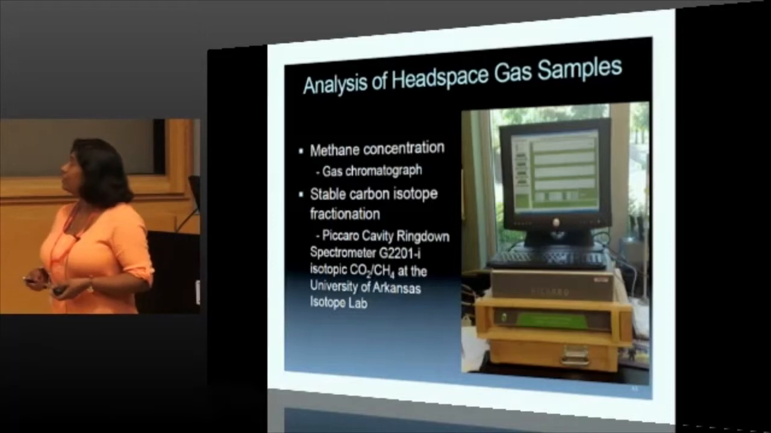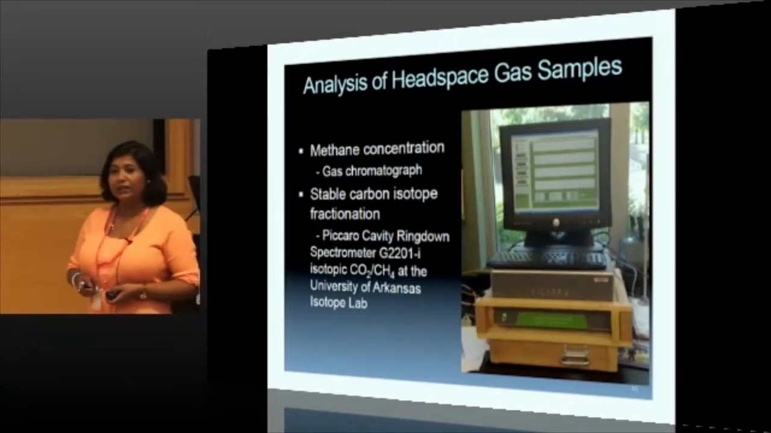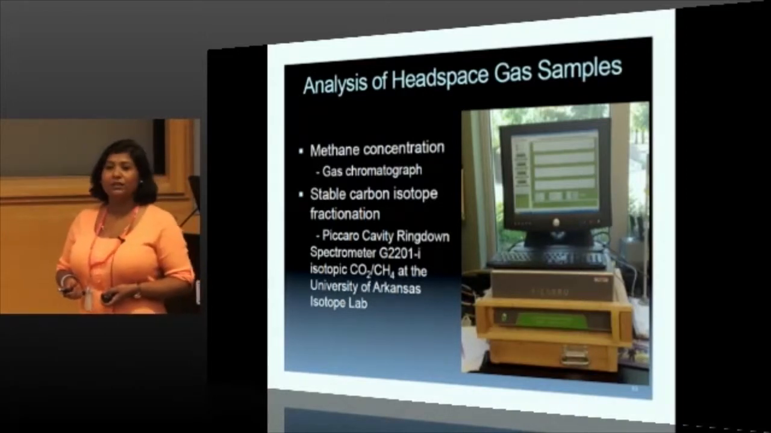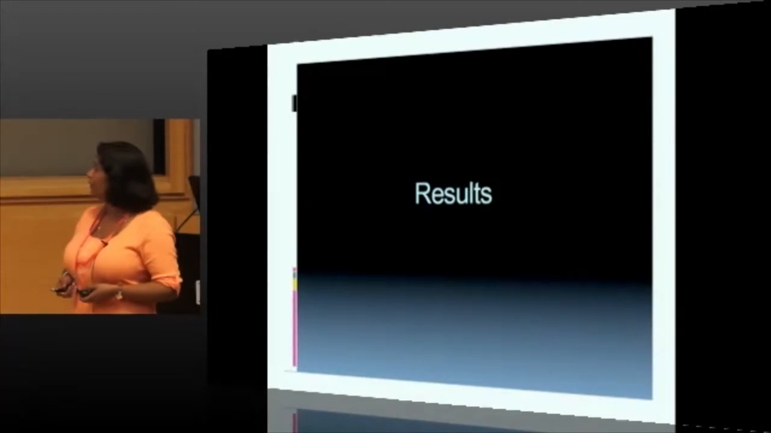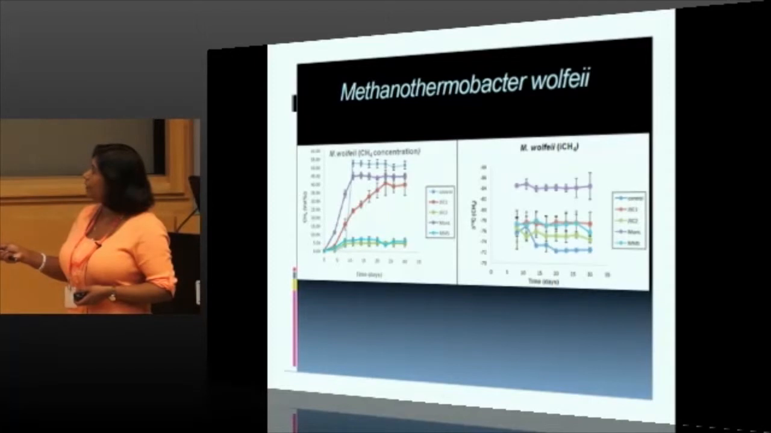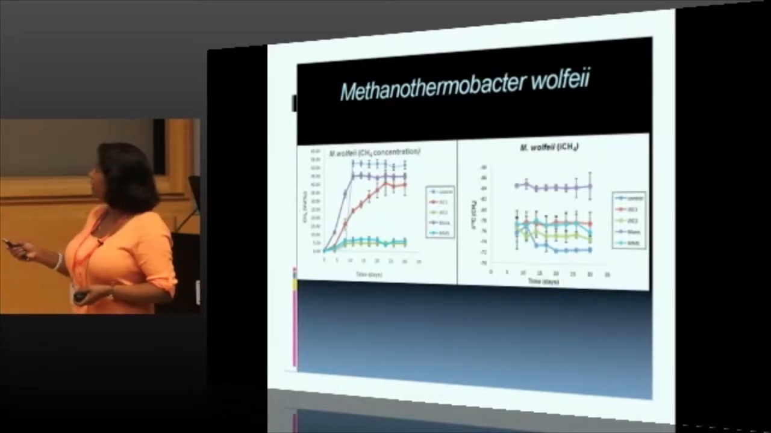Now to analysis of a headspace gas sample, we use a gas chromatograph to measure methane concentration, and we use a Picarro cavity ring-down spectrometer to measure stable carbon isotope fractionation in our isotope lab. Now results. The left side graph is about methane concentration, which they produced after growing them on Mars analog and in control, and the right side graph is about carbon isotope data.